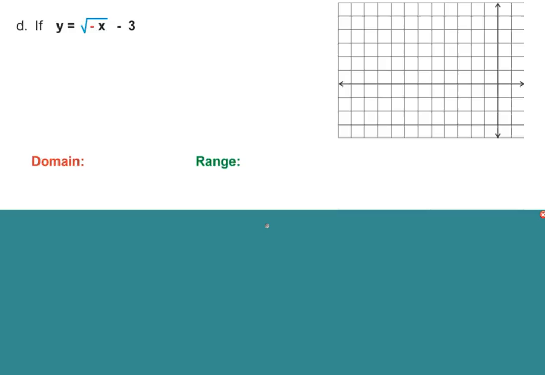All right, D. Now we got a negative inside the radical. This is reflected about x equal h.